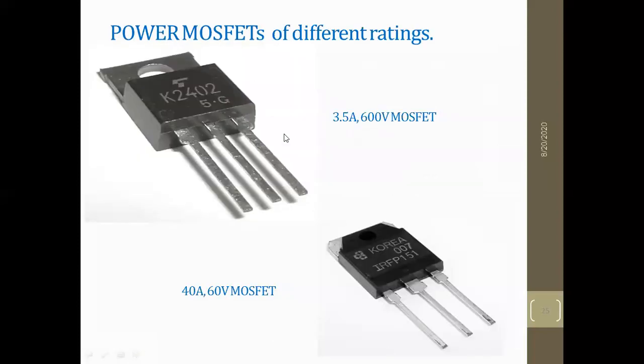Here the power MOSFETs are shown with different ratings, that is, a 3.5 ampere, 600 volt MOSFET. This is a 3.5 ampere current rating, and the voltage is 600 volts. Another one is a 40 ampere, 60 volt MOSFET. You see, here the current value is very low, therefore the voltage has to be high. These are the two different ratings of MOSFETs: high voltage ratings and high current ratings.